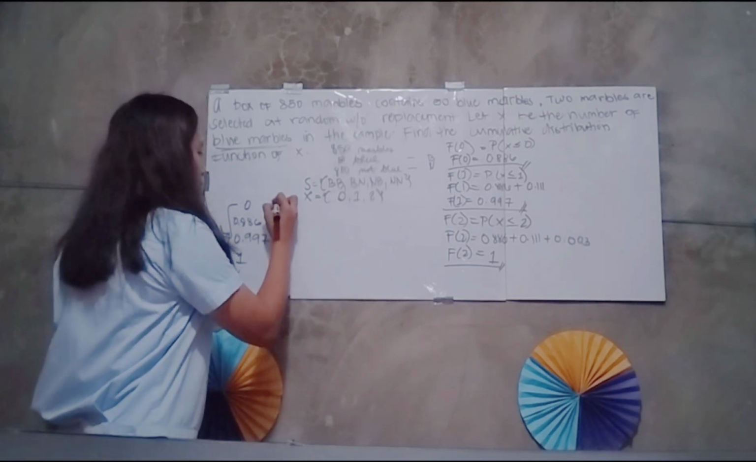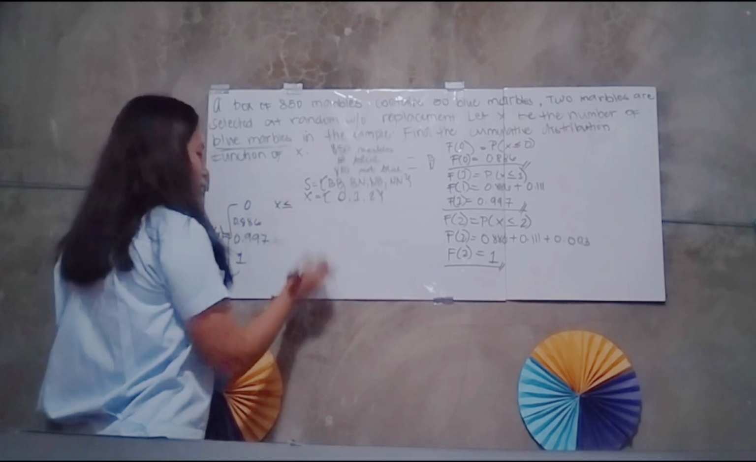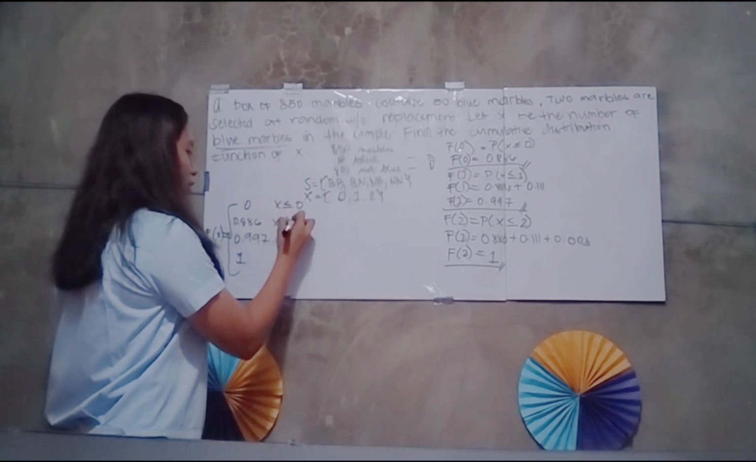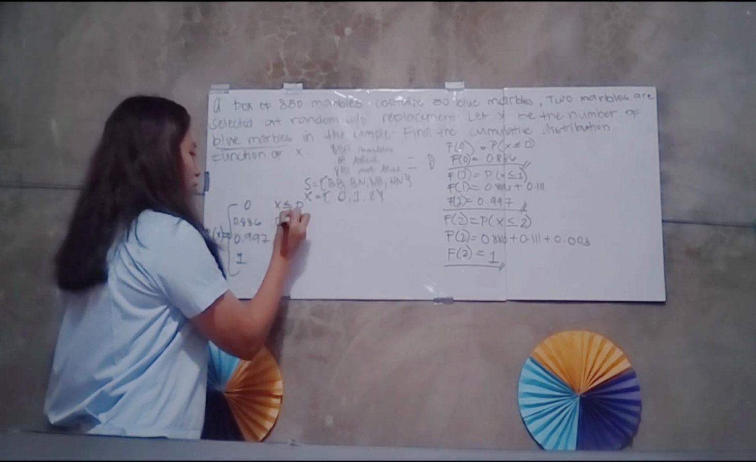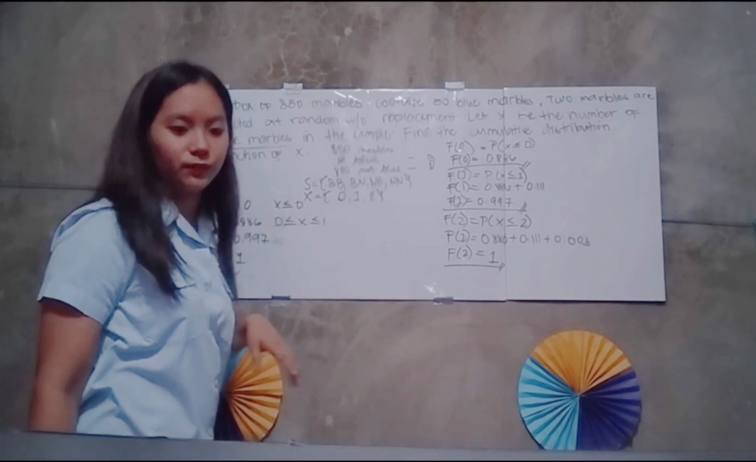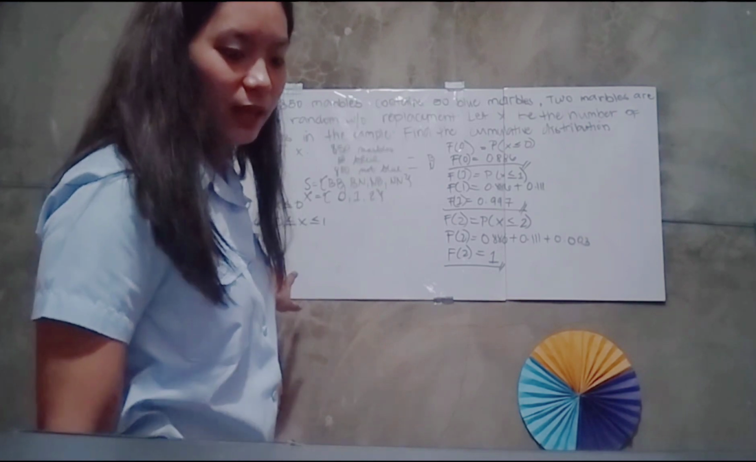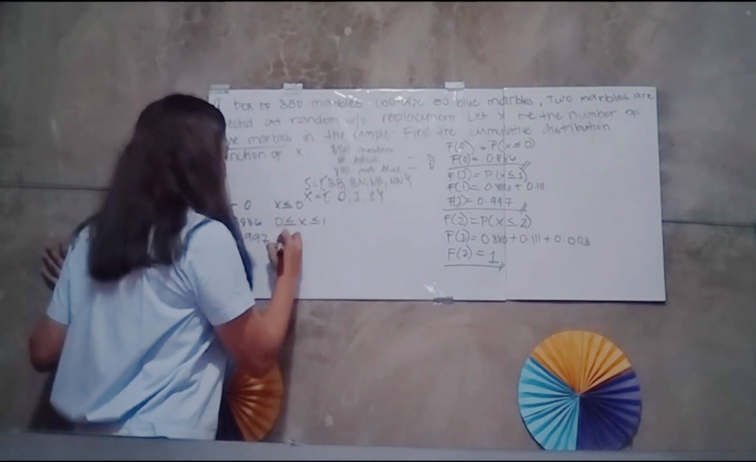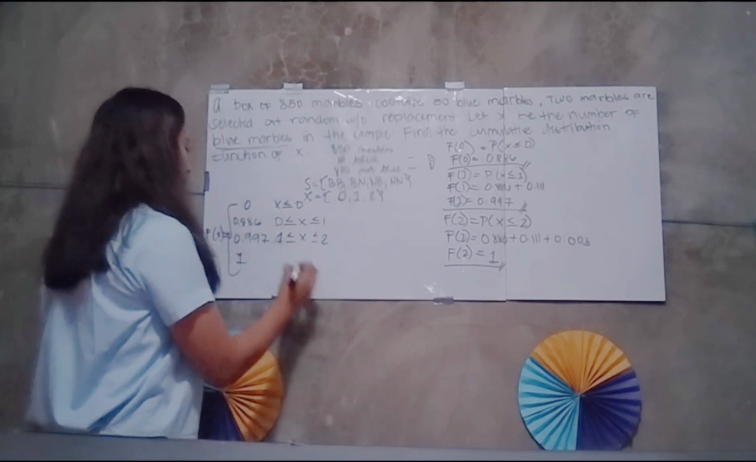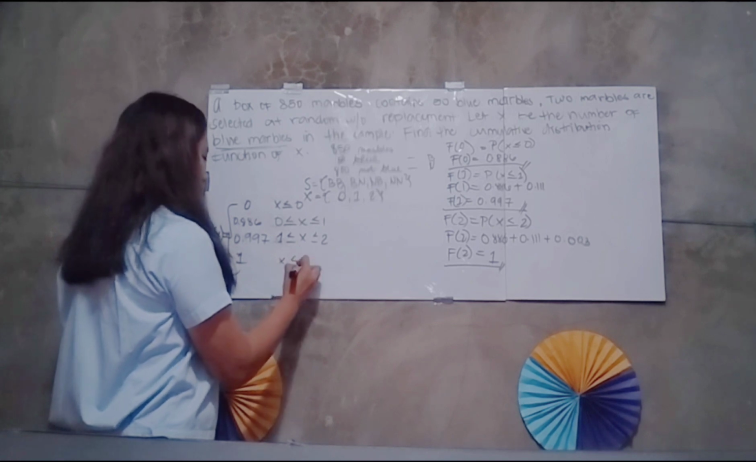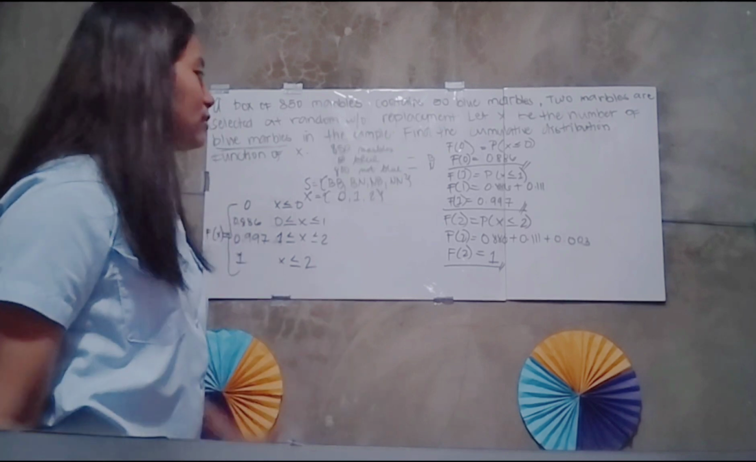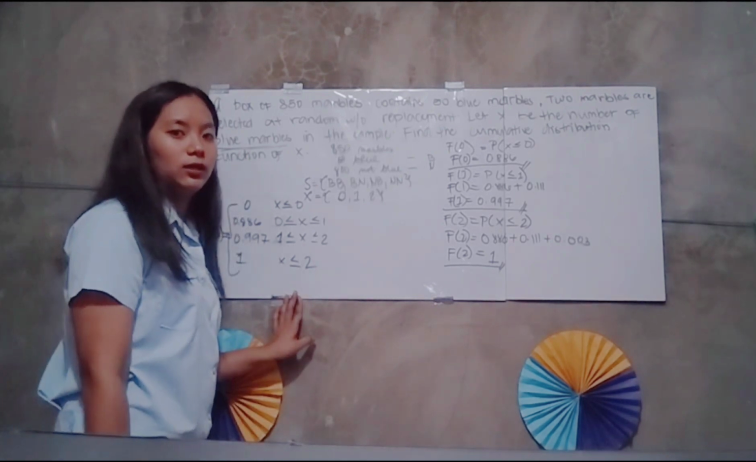So here, we have x less than or equal to 0. Ito, 0 less than or equal x less than 1. And next, we have 1 less than or equal x less than 2. At dito naman ay x is greater than or equal 2. Plot natin siya sa ating graph ngayon.